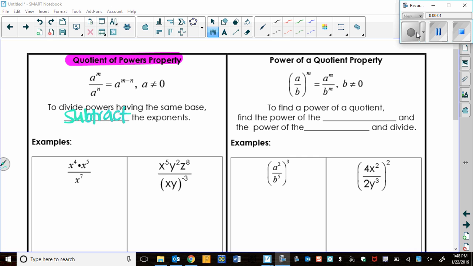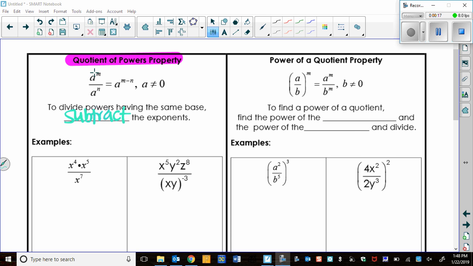Alright class, in this video we're going to talk about what happens when we have to divide two numbers or two terms that have the same base. So, I already filled in the spot for you here. To divide powers having the same base, you want to subtract the exponents.